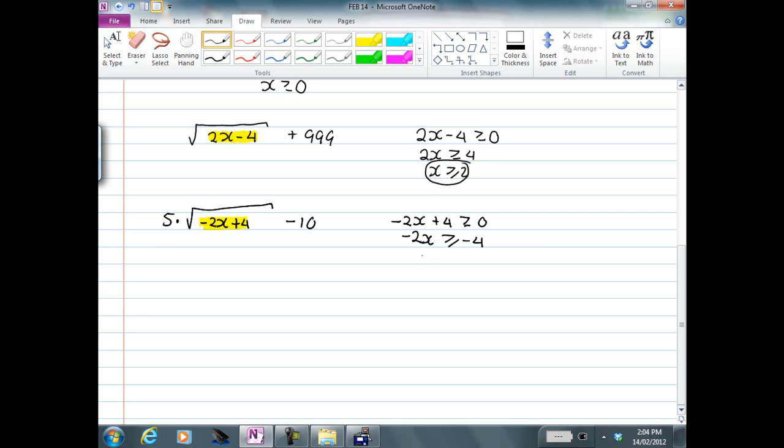Now, here comes the tricky part. Back in grade 10, your teacher taught you something. When you divide by negative 2 or any negative number, the sign switches. Oh, I taught you last week? Wow, I was that good of a teacher? So, guys, gals, the sign switches.